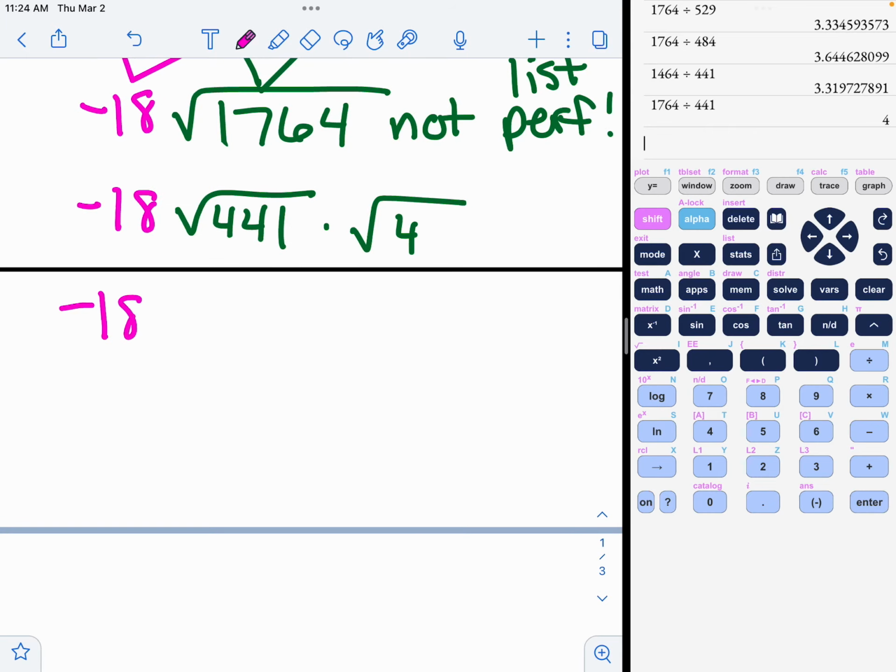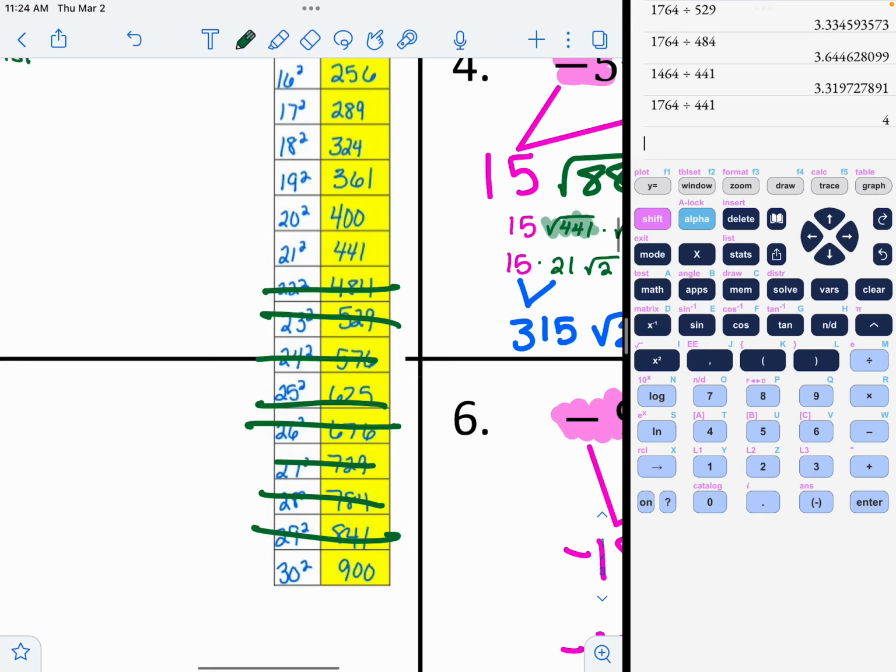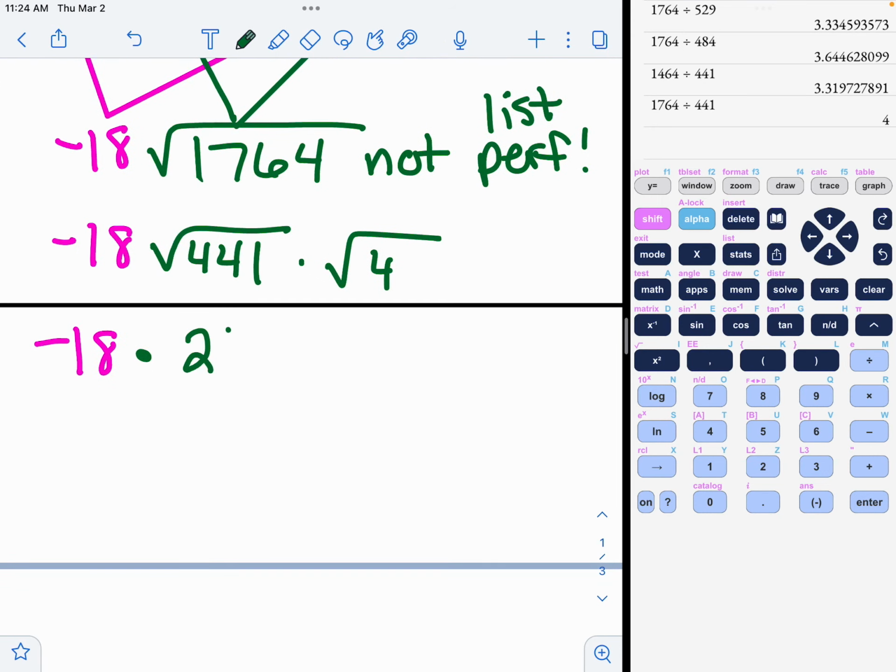So the negative 18 drops down. I guess it didn't look perfect because it wasn't on my list, huh? 441, what's the square root of 441? It is 21. Oh, nobody's gonna like this. They're gonna get mad at me.